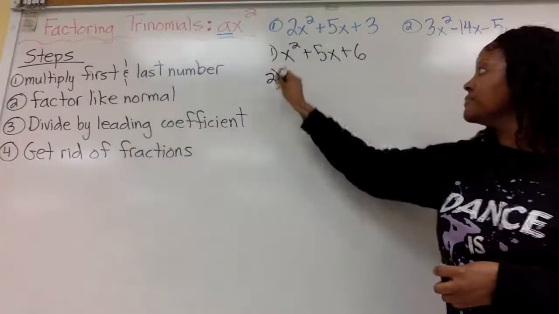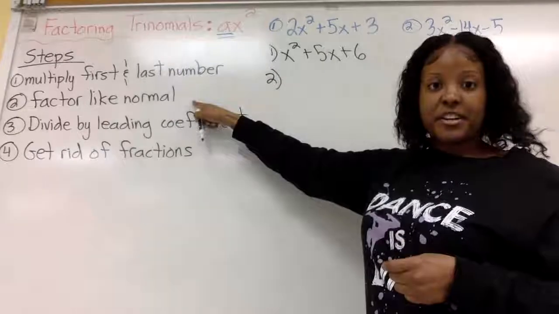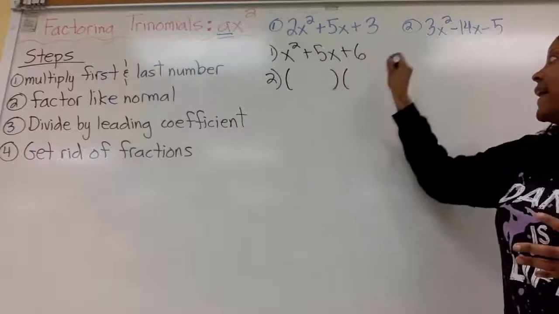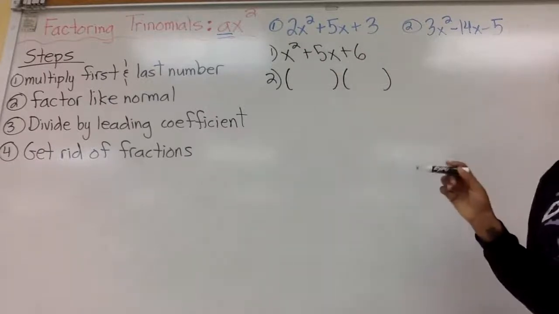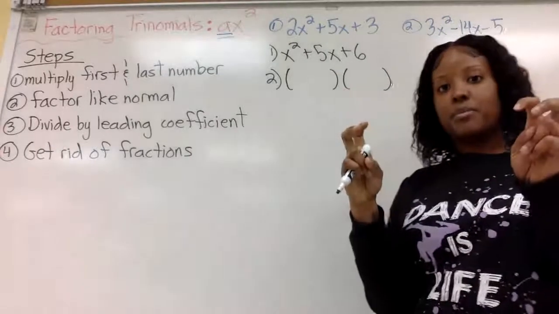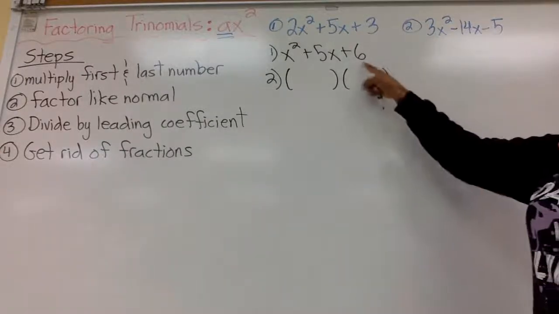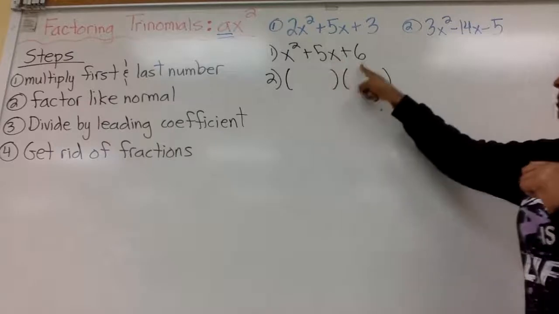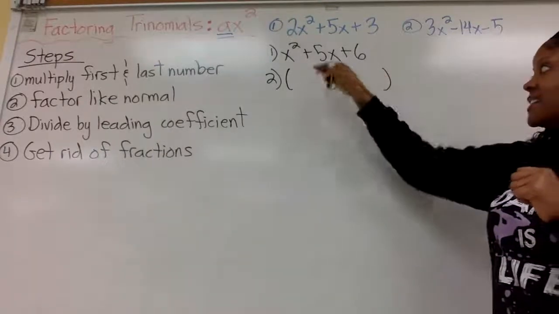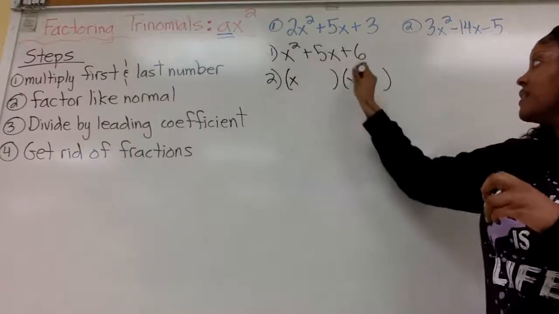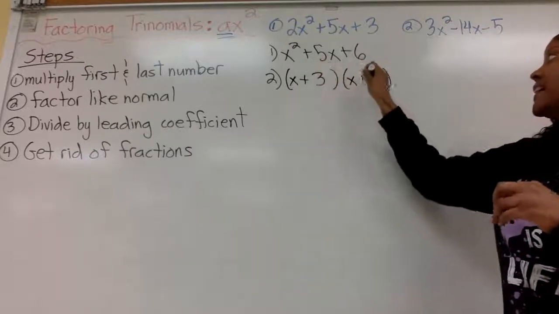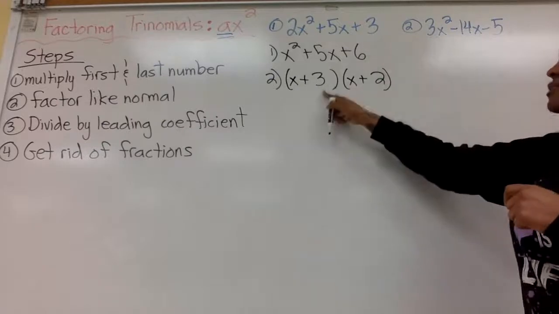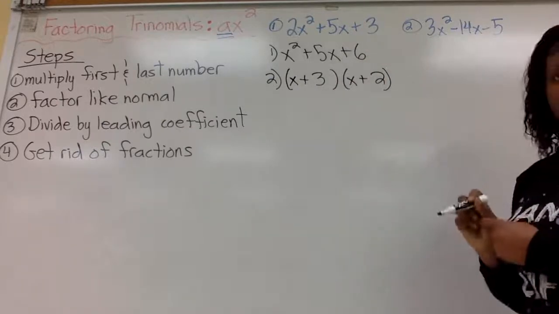Step 2. Step 2 over there says factor like normal. So this is with the sets of parentheses. And we're going to factor like we did yesterday. This is what I call factoring like normal. So you're looking for two numbers that multiply to give you 6, add to give you 5. So I'm going to put my x's here. That's going to be 3 and 2. 3 times 2 is 6, check. 3 plus 2 is 5, check.